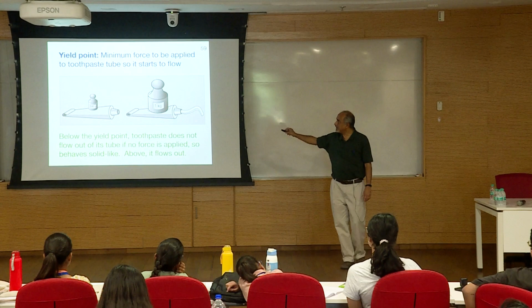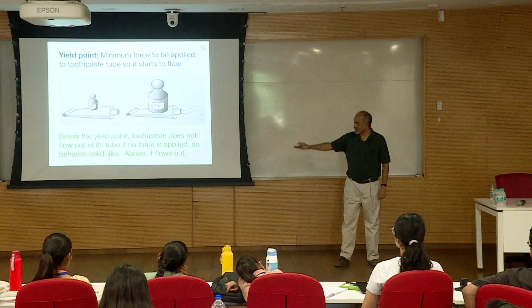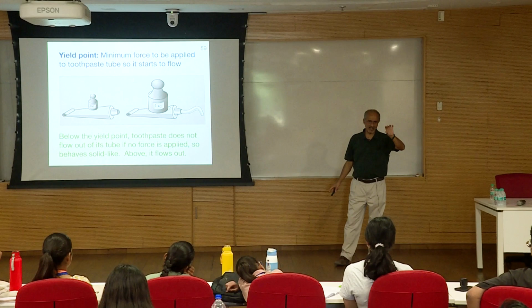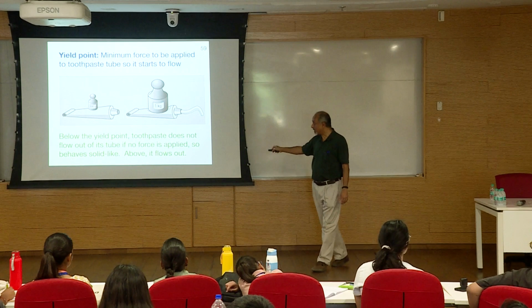The word here is yield point. There's a certain minimum amount of force that I must exert on the toothpaste so it starts to flow. Over here, there's a relatively light little weight, and that's not enough to make the toothpaste flow. If I take my toothpaste and I squish it a little bit, that won't be good enough either. I need a larger weight here to make it actually flow. But below the yield point, toothpaste does not flow, so its behavior is solid. Above it, it flows out, behaving like a fluid.